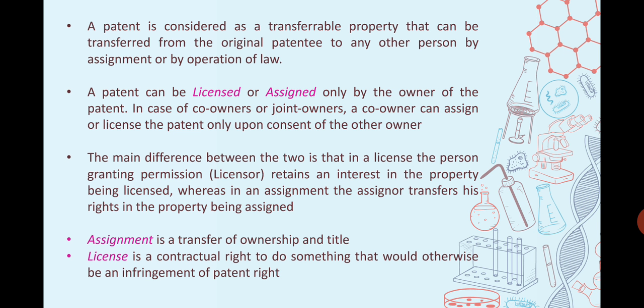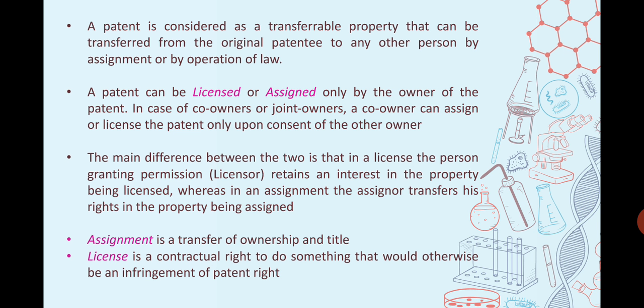Now, like I said, the main difference between these two is transfer of certain interest in the property and transfer of ownership in the property. The property here means the patent. So, in case of assignment, the ownership and title is transferred to the assignee, whereas in case of license, it is only a right which is transferred to another person. For example, right to use or right to sell or right to make, which otherwise would have amounted to infringement.